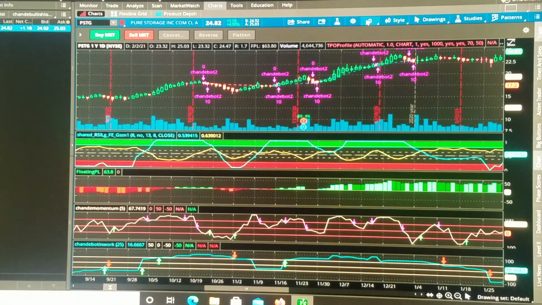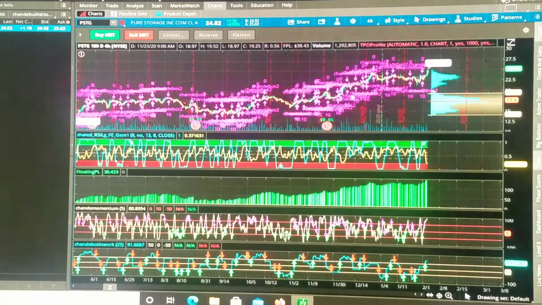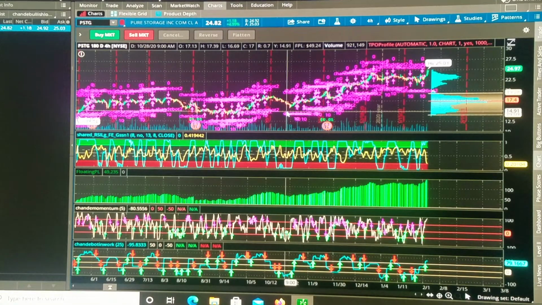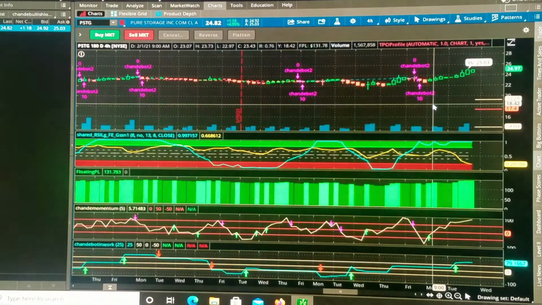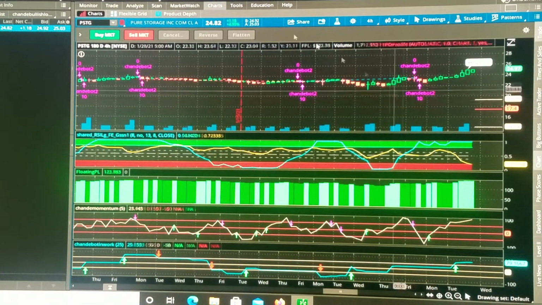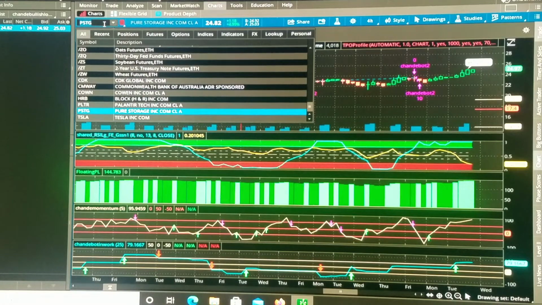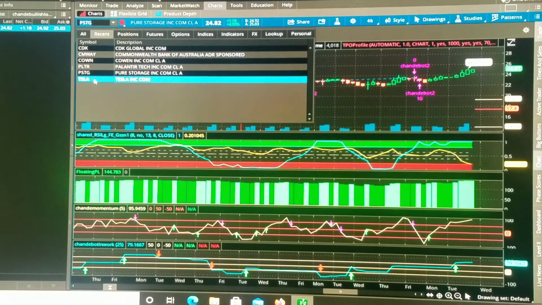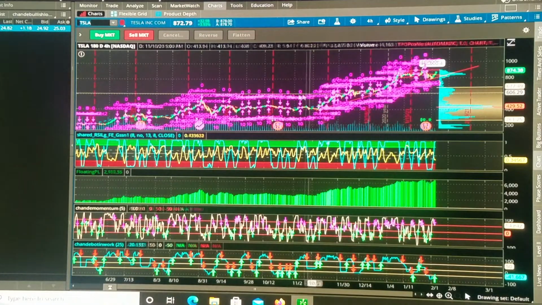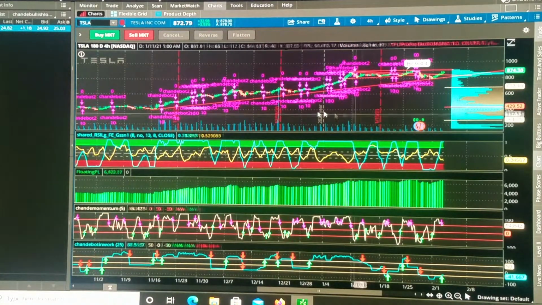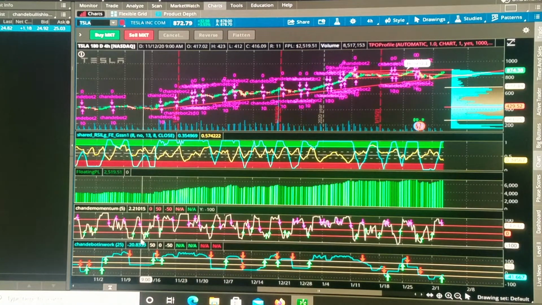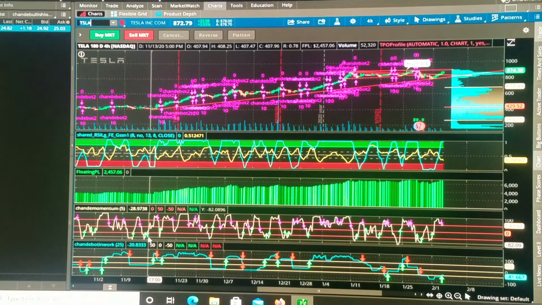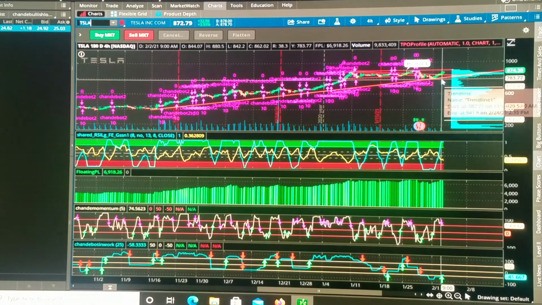And got some that kind of work. Pure Storage. But I'm not sure that they work well enough. Oh, this one works well enough that in this bull run it would have made you $6,000. Yeah, from, it looks like November. $6,000 from November. That's not terrible.